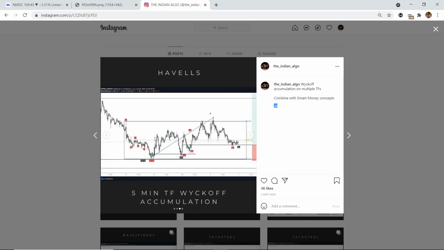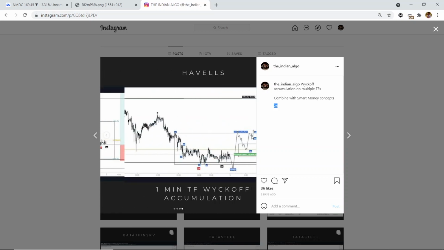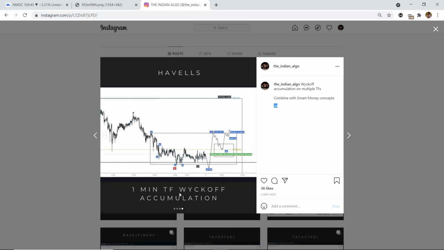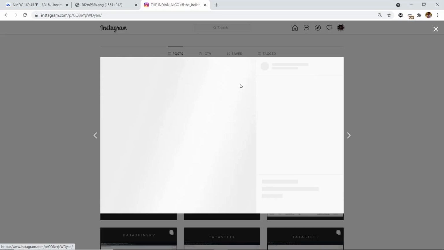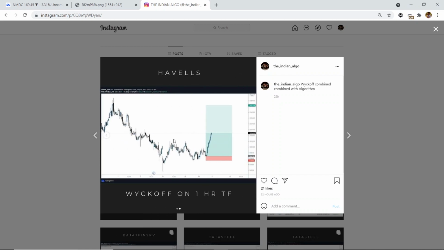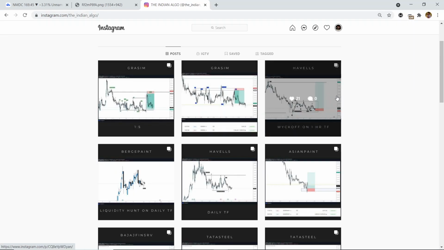This is the schematic on the 5 minute time frame, and I've also marked the schematic on the 1 minute time frame. So this is the 1 minute time frame accumulation phase here. Now if I show you how it worked out: we couldn't get an entry on an intraday basis, but we got a huge up move on a swing basis. I personally did not take this trade, but my mentees did take this trade on the basis of what we have studied and planned here. This is how these Wyckoff schematics work.